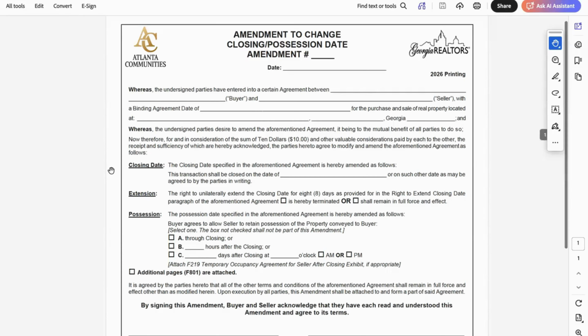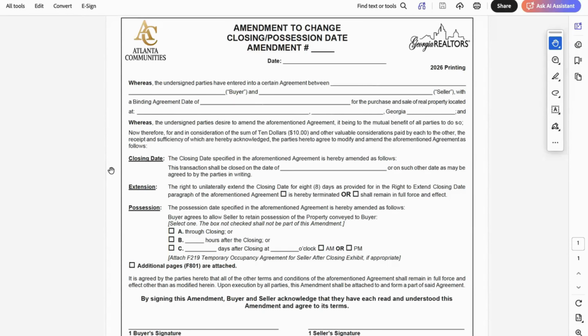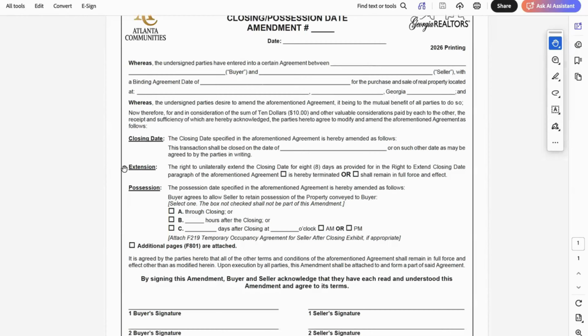Closing date. This section modifies the closing date in the original contract. This means the old closing date is replaced with the new date written here in the contract. The transaction shall be closed on, and insert the date here, or such date as may be agreed to by the parties in writing. This means the date could change if both parties agree in writing.